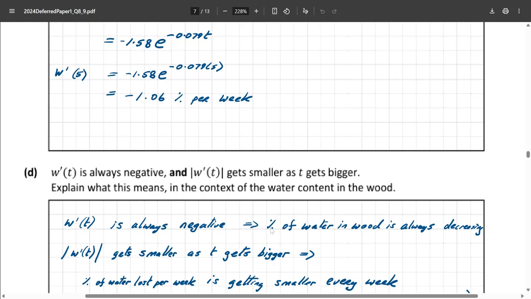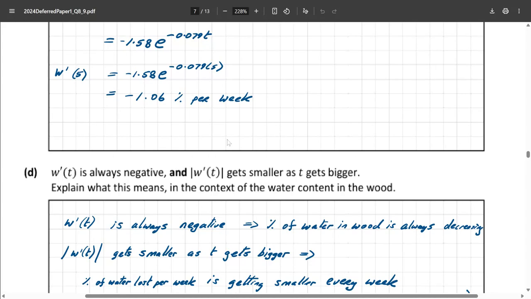When I say the amount, I mean specifically percentage, because that's what W stands for. W t is the percentage. So the percentage of water in wood is always decreasing if it's always negative. Now the next thing is basically this modulus idea. That's just the size of it. In other words, we ignore the minus. So the number itself is what we're interested in, which is the 1.06. So we're ignoring the minus.